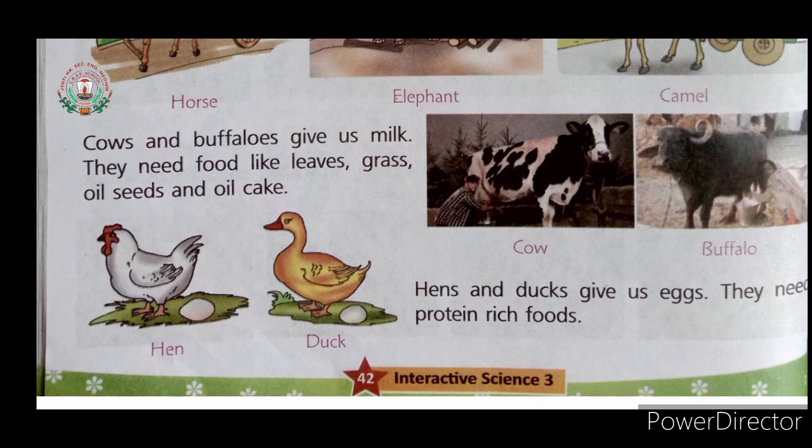Cows and buffaloes give us milk. Cows and buffaloes are also called milk giving animals. So they need food like leaves, grass, oil seed and oil cake.